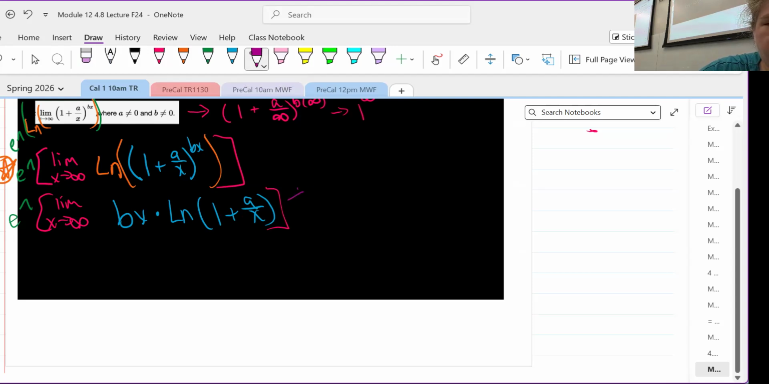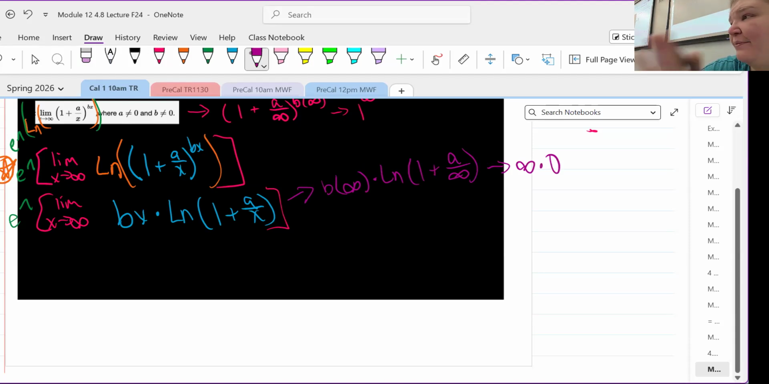So a over infinity is 0. 1 plus 0 is 1. The natural log of 1 is 0. So I end up with infinity times 0. This is a very normal thing to happen when you first apply the natural log, or get 0 times infinity. Like very often happens.